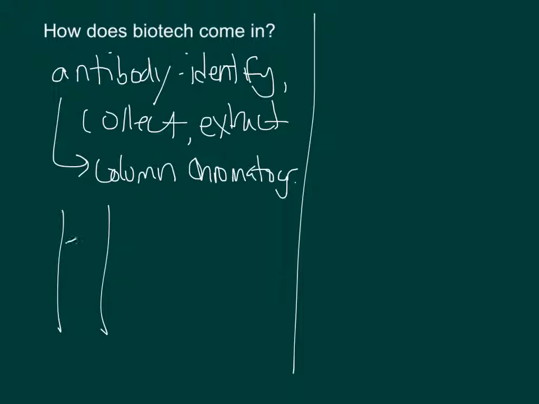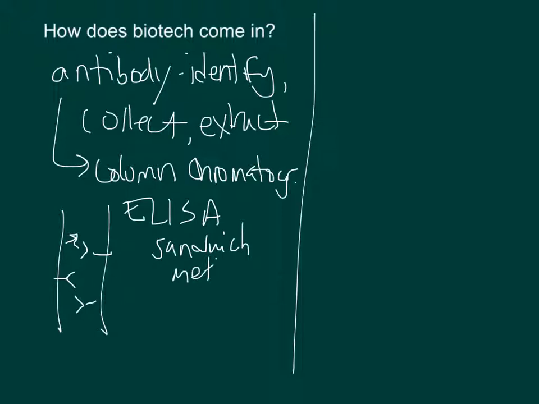You could make a column with the antibodies, and they could then grab your protein of interest. It's very useful for tests such as ELISA, the sandwich method, which we'll read a little bit more about in your book. But the idea is that antibodies act in terms of separating for research and practical reasons.